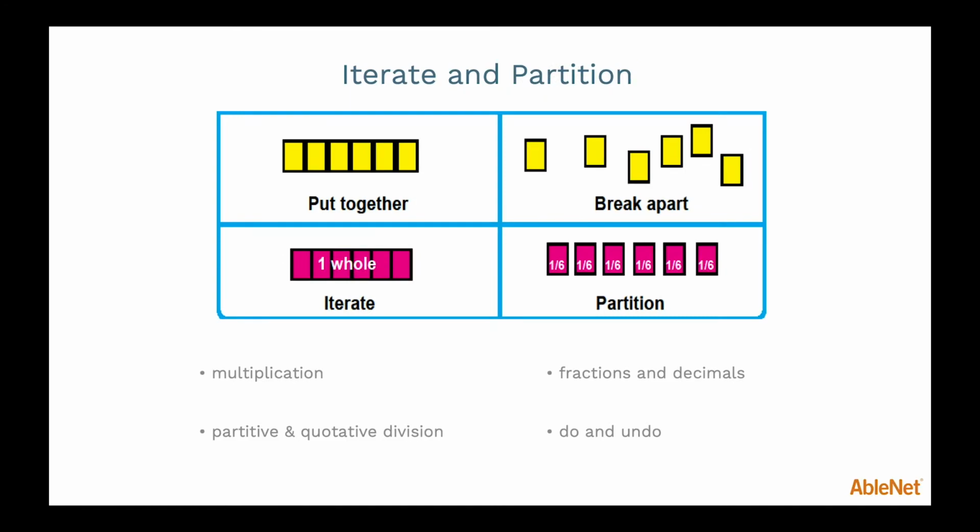Iterating and partitioning is putting together and breaking apart equal parts. So when we put equal parts together and repeat by putting more equal parts together, we are iterating. When we break those equal parts up, we are partitioning.